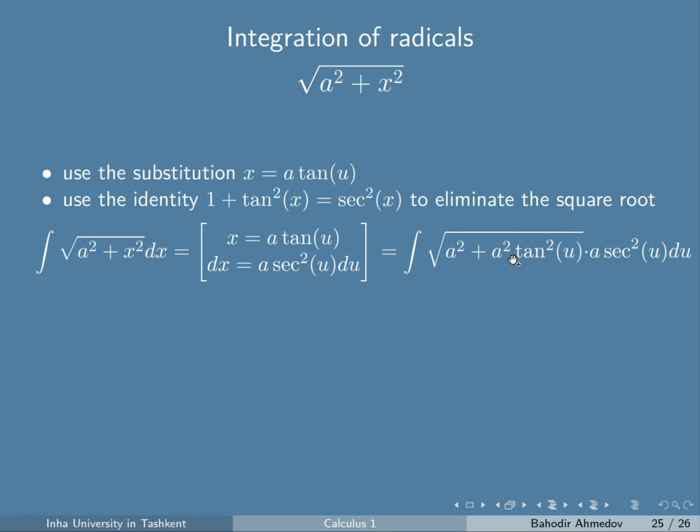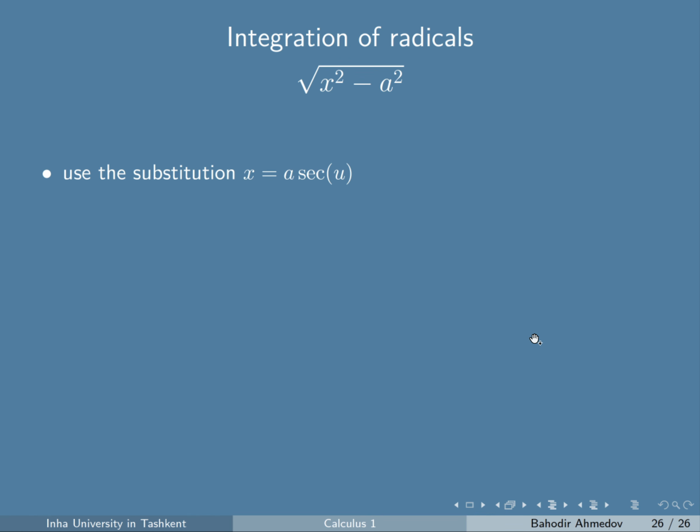If you take out the a squared from the square root, it's going to be just a, and what is left is 1 plus tangent squared, which is secant squared. So the square root of that is simply secant, right? If you multiply a by a, it's going to be a squared, and secant squared multiplied by the secant is secant cubed. There are some rules for how to find the integral of this.